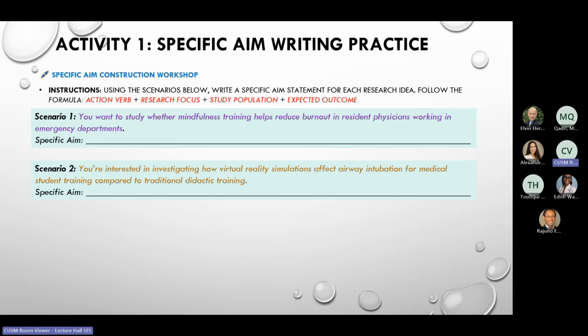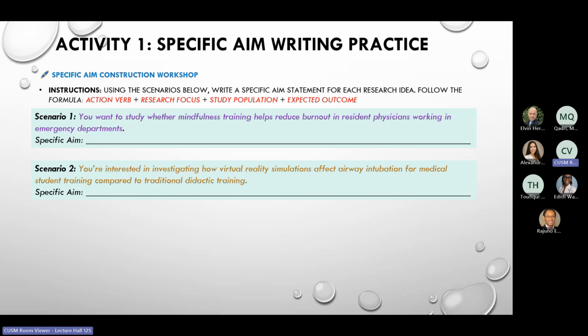Again, taking a look at the second scenario, we want to start off with an activity or action-based term or verb. Because we're looking at medical education and training of medical students, we can write an actionable verb such as assess how virtual reality simulations affect airway intubation for medical student training compared to traditional didactic training. Here, the actionable word is assess.